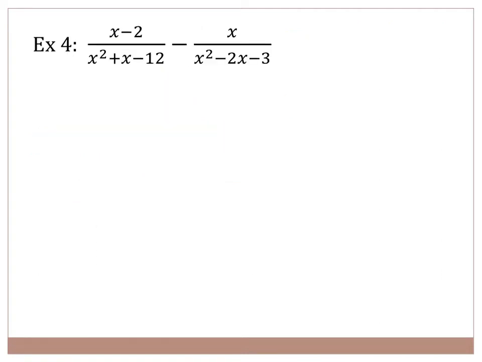Okay, so the last one, we've got two trinomials, they are different, and we need to factor each one. So the factors of 12 that will add up to be a 1 are 4 and 3. So I'm going to have an x plus 4 and an x minus 3. And the factors of x squared minus 2x minus 3 are going to be x minus 3 and x plus 1. So what I see that we have in common here is an x minus 3, and the things that are different are x plus 4 and x plus 1, and that's going to be my common denominator.